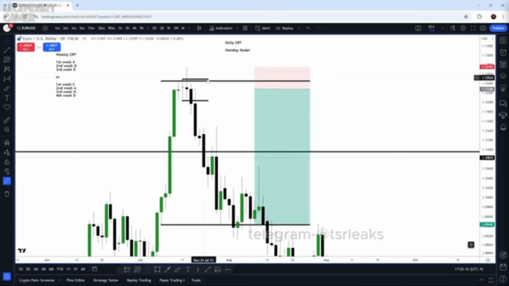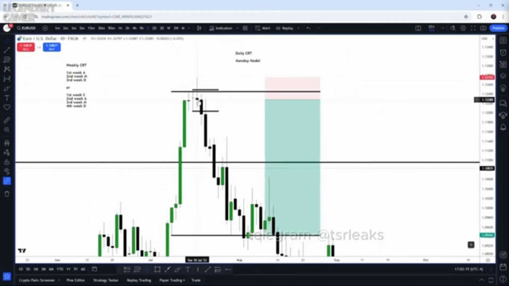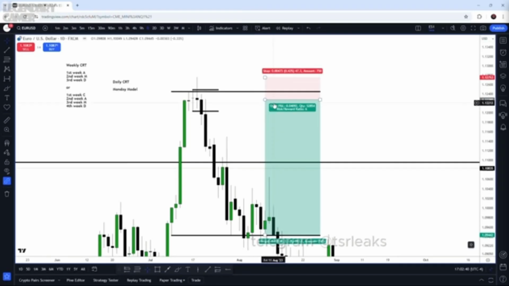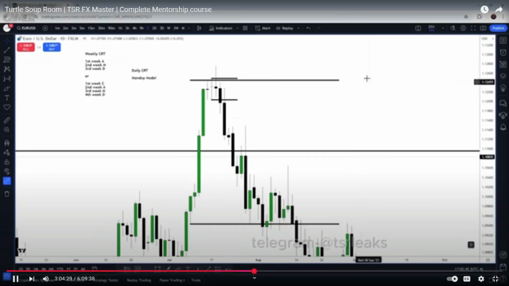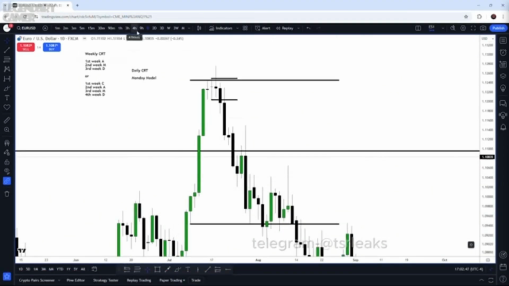Now, sure, you could have entered here. Why could you have entered here? We wicked above the weekly CRT on a Tuesday, and we wicked above the Monday range on a Tuesday. That means we are bearish and we are going to expand lower. But we want to refine the model. We don't want to leave it here. That is too basic for us. Let's refine this model even more.